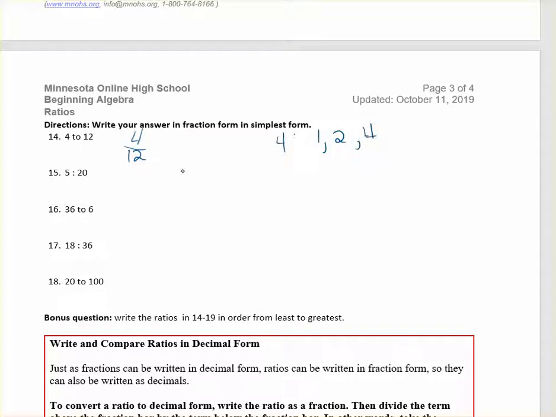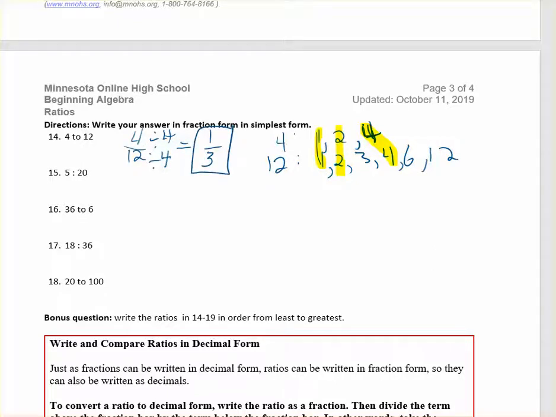So all of the factors of 4 are 1 times 4 and 2 times 2, but we only write the 2 once. And all the factors of 12 are 1 times 12, 2 times 6, and 3 times 4. And then you look for the common factors, which are 1, but again, we don't use 1 for a greatest common factor, 2, and 4. So 4 is the highest one, so you would divide both of these by 4. And 4 divided by 4 is 1. And 12 divided by 4 is 3. And then that is our ratio in simplest form.